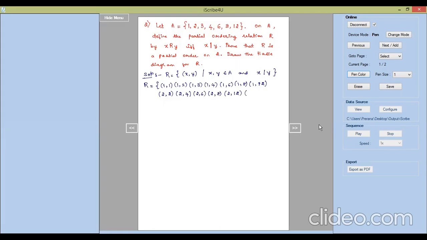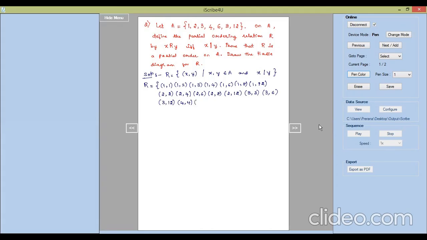So 3 comma 1, 3 comma 2 I cannot write down because 3 does not divide 1 and 3 does not divide 2. 3, 3 I have to write down. 3, 4 I cannot write. 3, 6 is true. 3, 8 does not exist. 3, 12 is true. 3 divides 12. Next, can I write down 4 comma 4? 4, 1, 4, 2, 4, 3 are not existing here in the relation R. So 4, 4 is our next ordered pair.